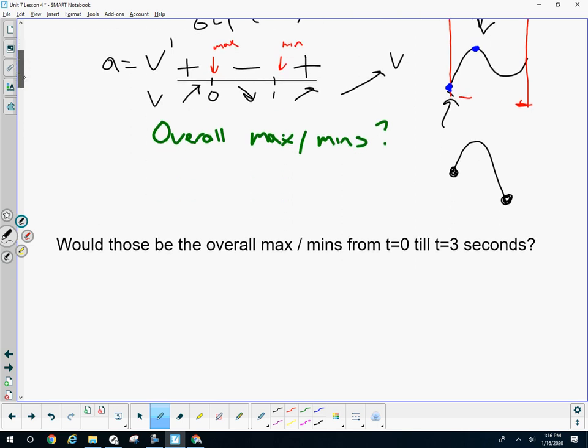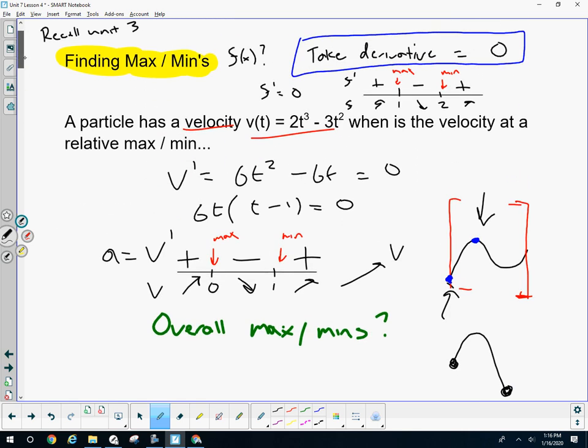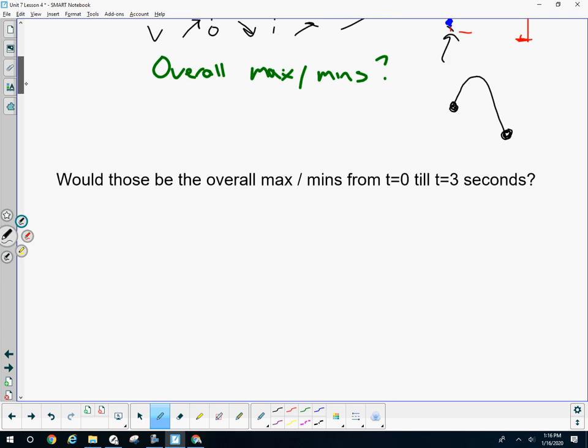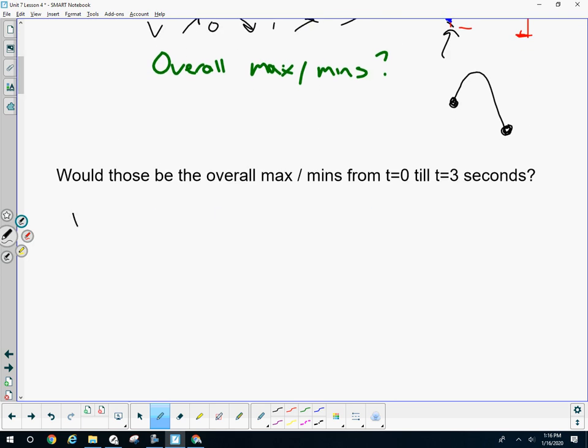Let's take the situation we just had, okay? Is 0 and 1 our overall maxes or mins? All right, well, we already did V prime. Instead of looking overall, from negative infinity to infinity, let's look from just 0 to 3. So my sign analysis, I want to shrink a little bit. And I see that I had 1. And V prime was negative and then positive.